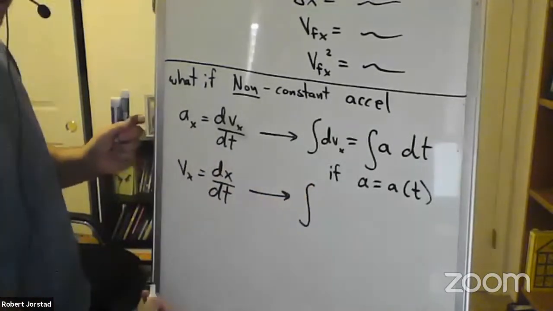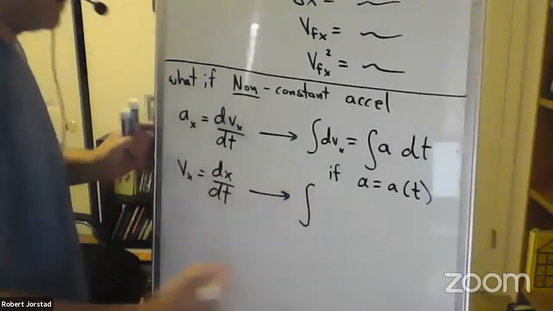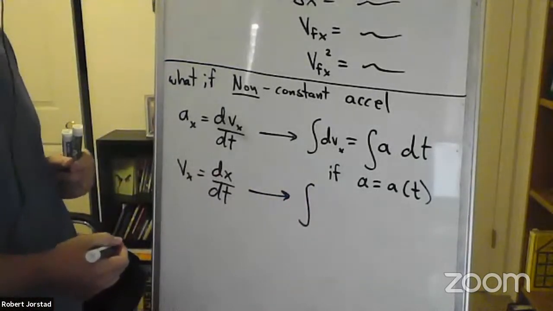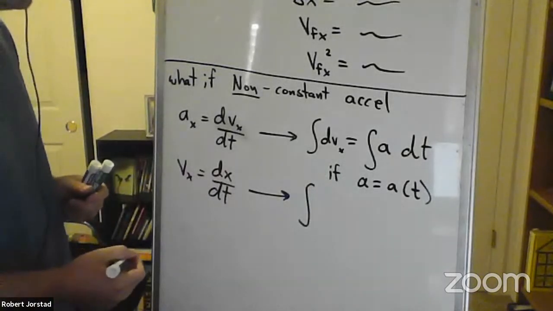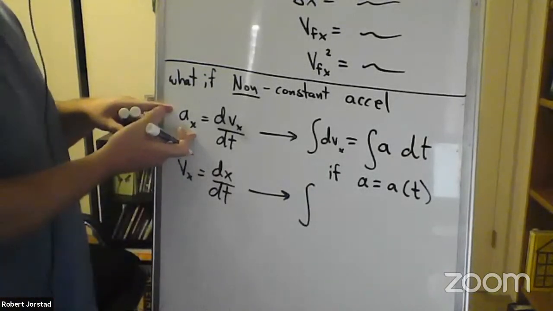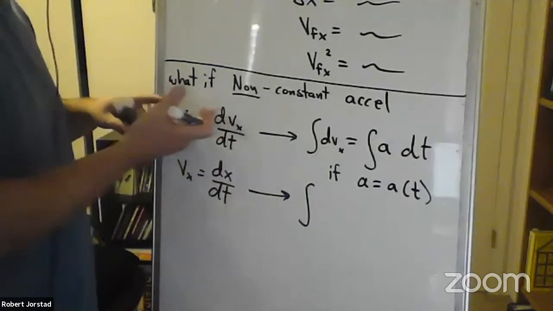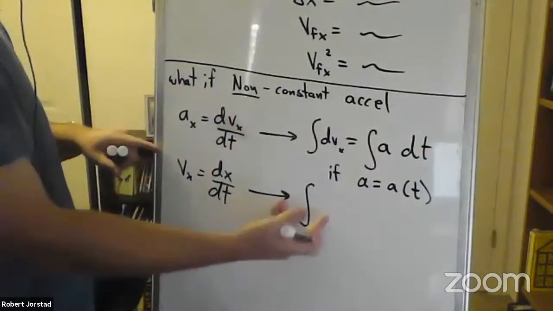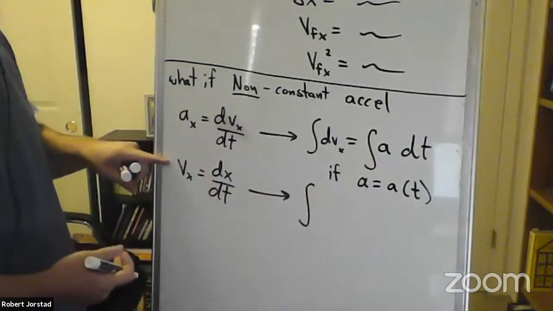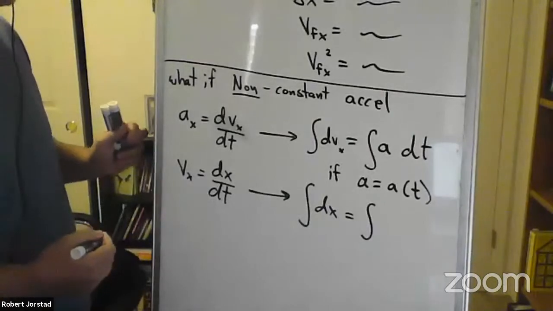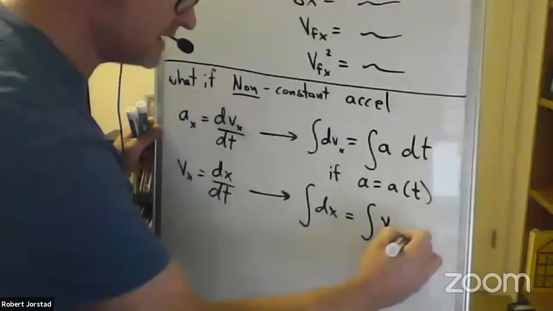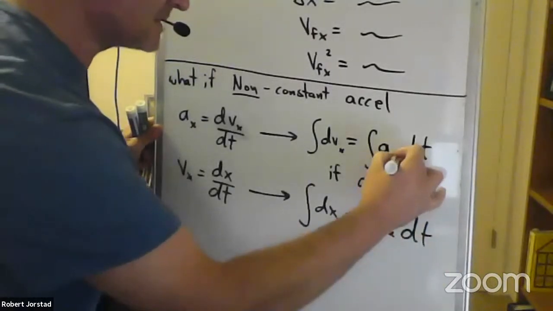The integral of what? So when we looked up here, I took this equation and I rewrote it as this integral. What would this integral be? The integral of dx. Integral of dx, and this should equal Vx times dt. Vx dt. Thank you. And I did drop an x up there.